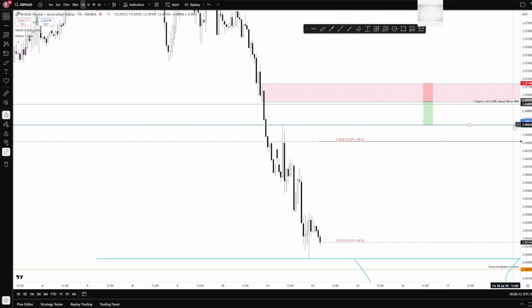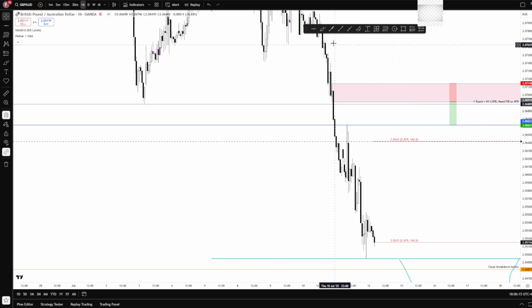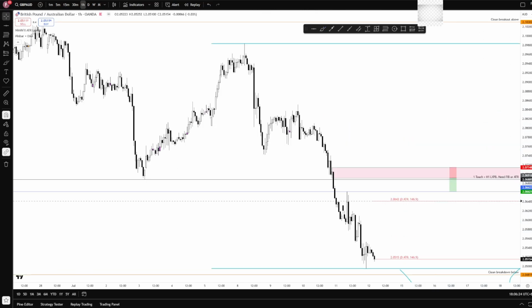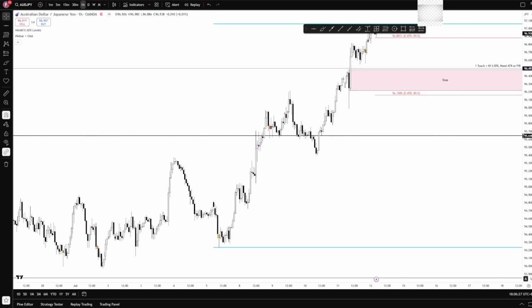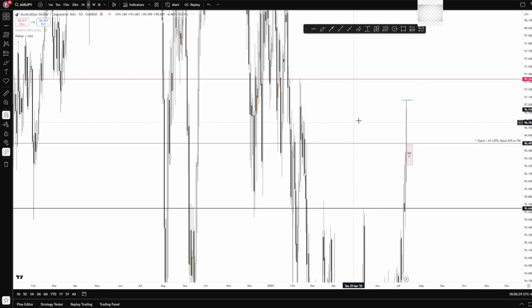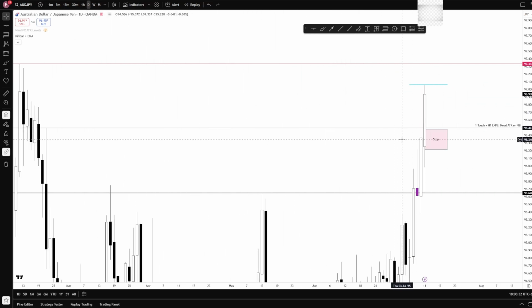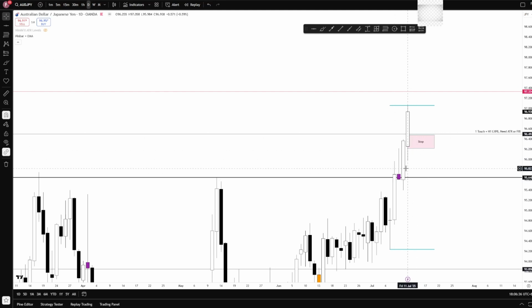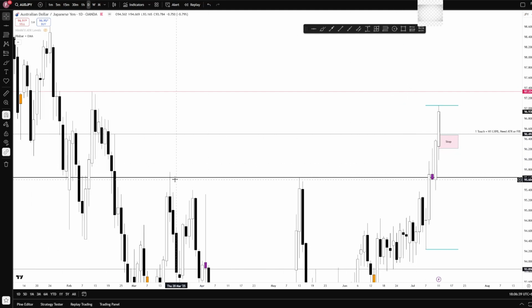Yep, this is a setup I'll be monitoring as well. Maybe price does something like that, then I'll be playing a position here. Another one I have is Aussie JPY. It also has a daily bias. So after this strong move, there's a resistance, and then we close as a pin bar signaling bearish momentum.